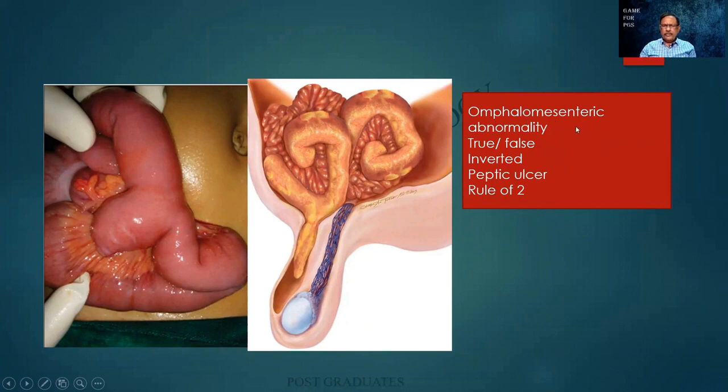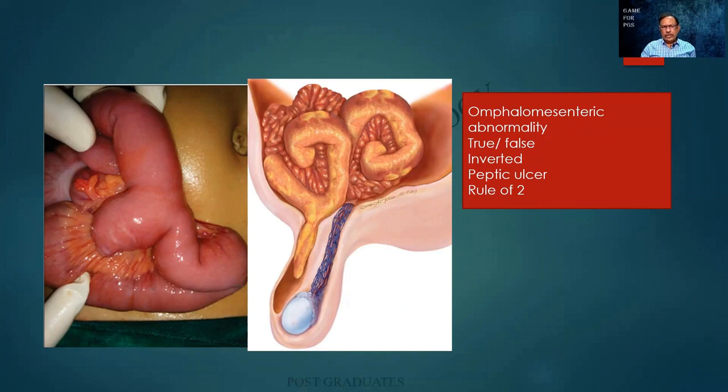There are two types of these diverticula. One is called a true diverticulum, another is a false diverticulum. Think about it. And rarely there is something called an inverted diverticulum. Instead of going out of the lumen, it can project into the lumen as a polyp. Only thing, it will be hollow inside. Prone for peptic ulcer, and a rule of 2 we will have to remember.